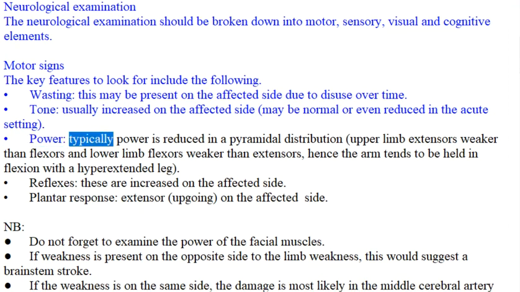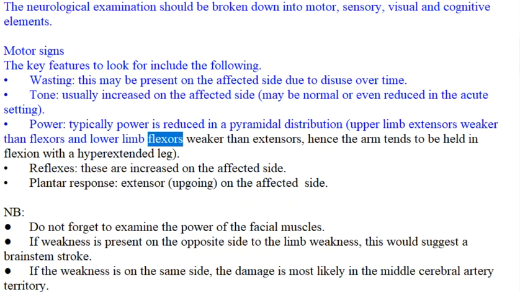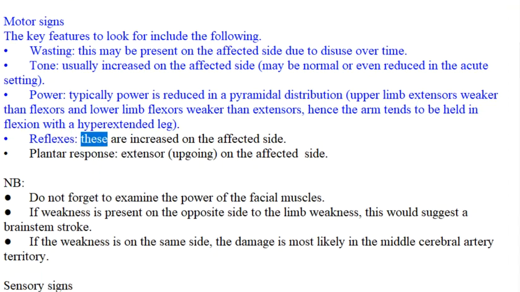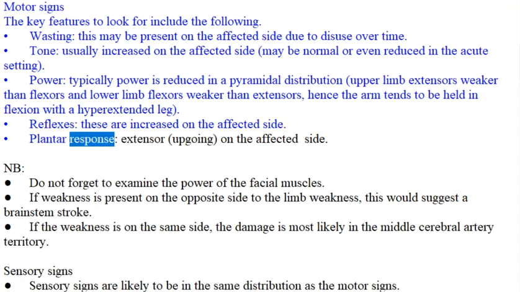Power. Typically power is reduced in a pyramidal distribution, upper limb extensors weaker than flexors and lower limb flexors weaker than extensors, hence the arm tends to be held in flexion with a hyperextended leg. Reflexes. These are increased on the affected side. Plantar response, extensor, upgoing, on the affected side.